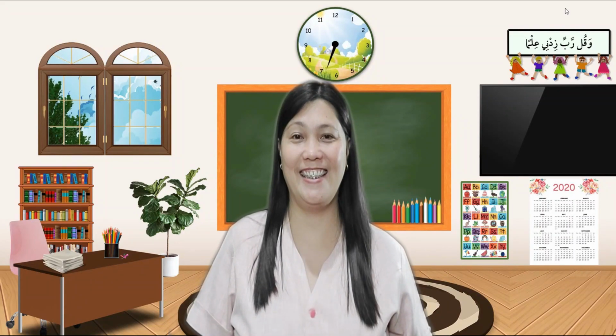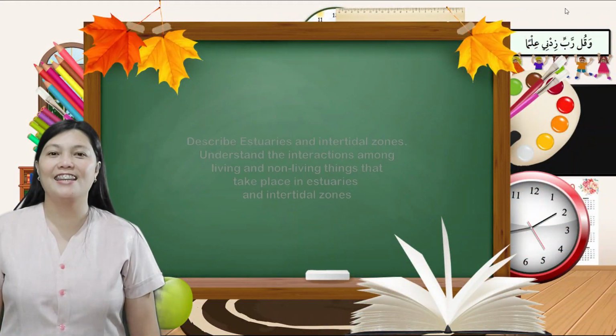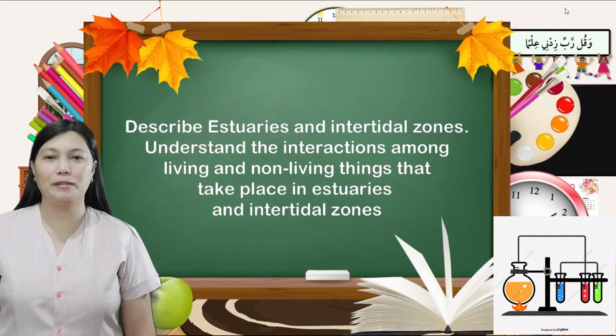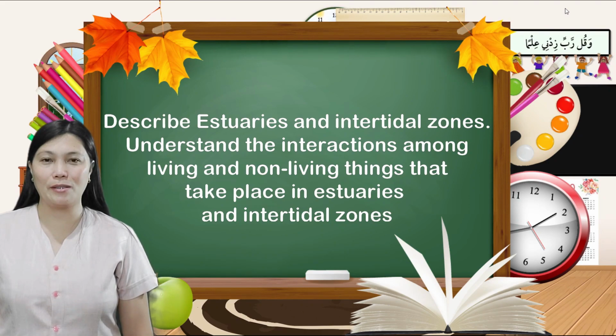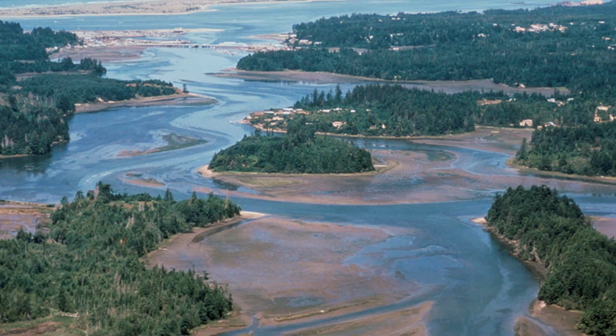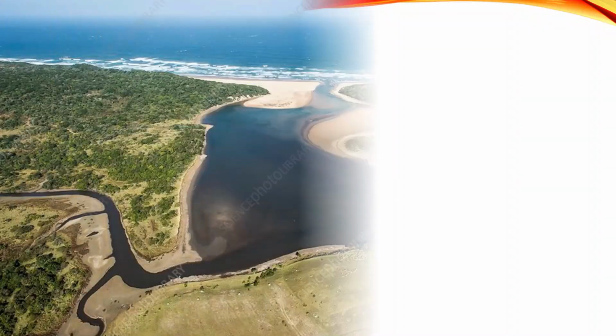Magsino, your science teacher. In this lesson, you will be able to describe estuaries and intertidal zone and understand the interactions among the living things and non-living things that take place in estuaries and intertidal zone. Look at these pictures. How can you describe them?